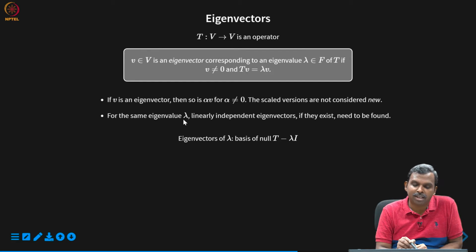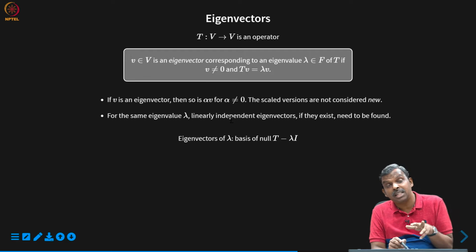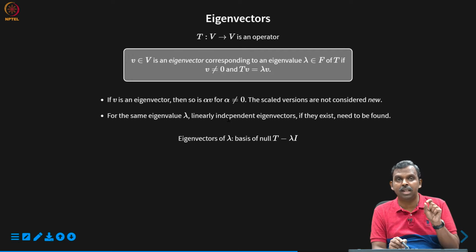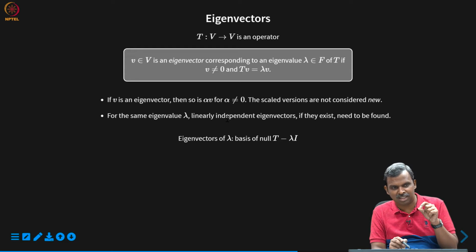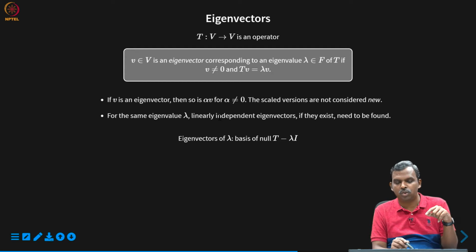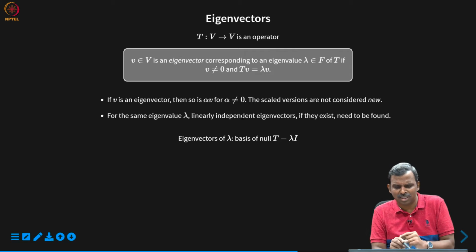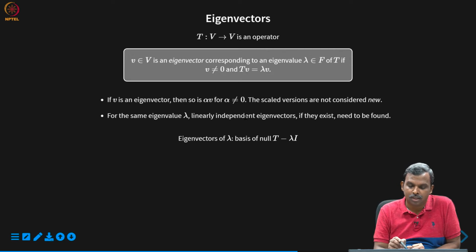But for the same eigenvalue lambda, you may find linearly independent eigenvectors. If you find linearly independent eigenvectors, it's still interesting, because just by scaling you won't get them. So you have to find linearly independent eigenvectors. I'll comment a little bit more on this soon enough. But notice one very easy thing.